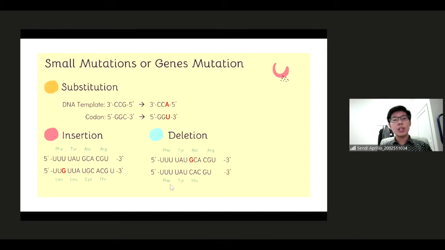This mutation has severe effects because a shifted reading frame will affect the reading process and the amino acids that form will be completely different. For example, in insertion, the codon changes because guanine is added, so the protein becomes leucine, leucine, cysteine, and threonine. The same effect also happens in deletion. The codon changes because guanine is subtracted, so the protein becomes phenylalanine, tyrosine, and histidine.